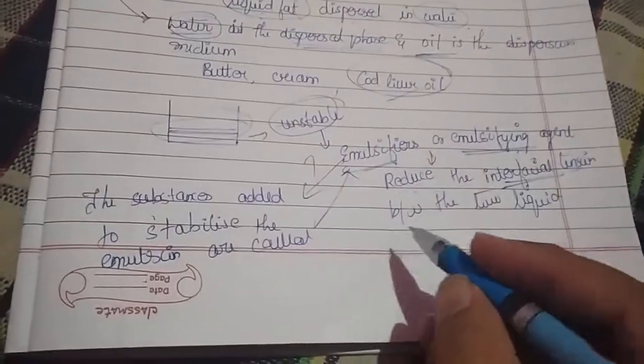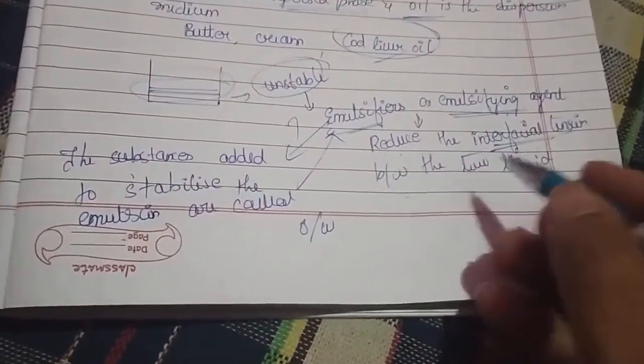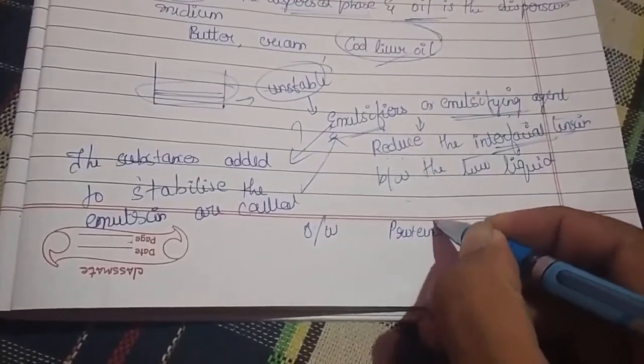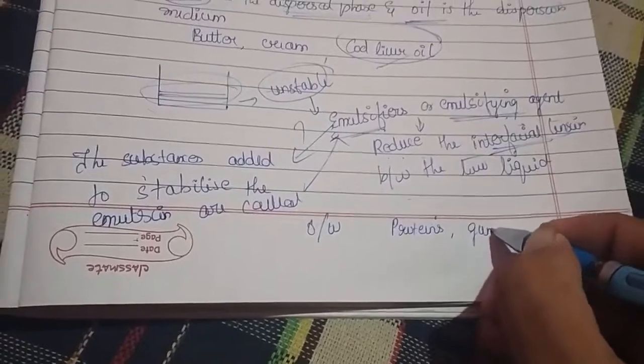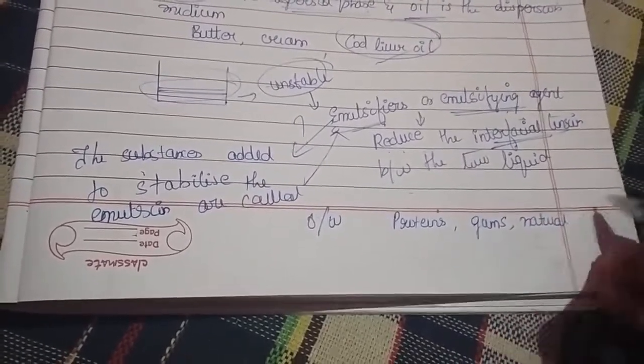Common examples: when you are looking at O/W type emulsions, the better emulsifiers could be proteins, gums, and similarly natural and synthetic soaps.